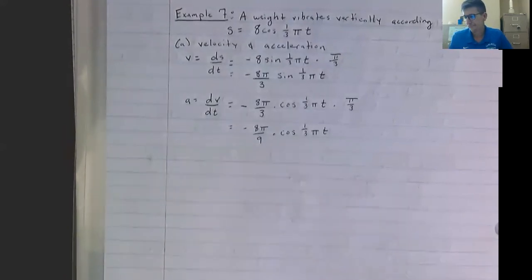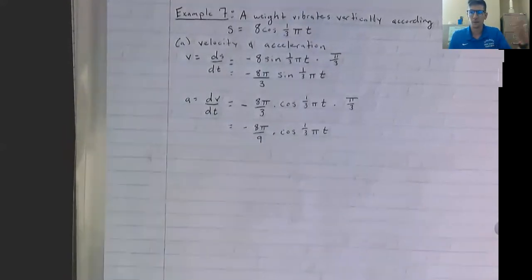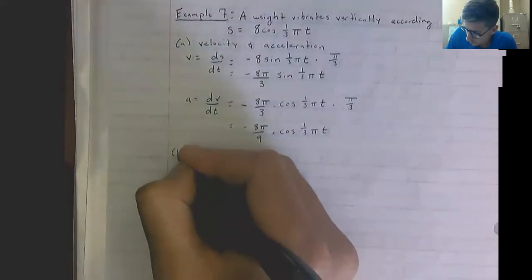Okay. So we're just applying section 2.5, velocity and acceleration, and now using the chain rule. Kind of fun.